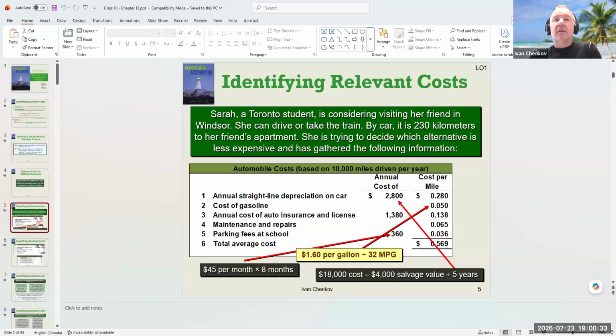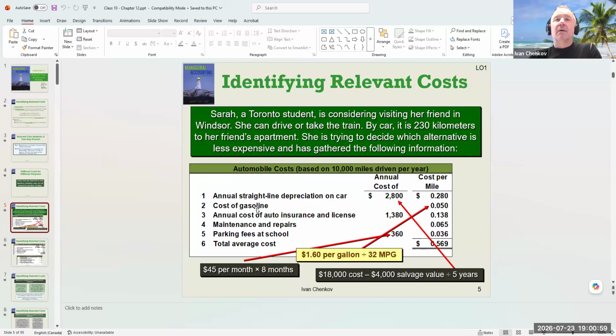So again, straight line depreciation of the car. Is it relevant? Is it not relevant? That's what we're trying to figure out. What do you think? Is it relevant or not relevant? Any suggestions?